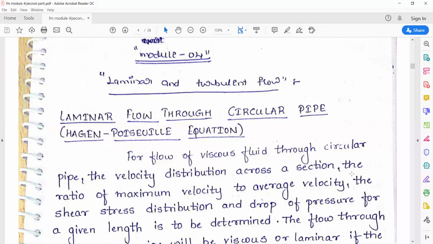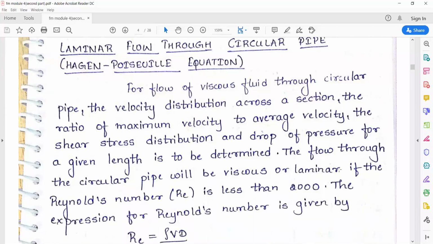So in this, when there is a laminar flow through a circular pipe, how does the velocity distribution take place? What is the ratio of maximum velocity to average velocity? How does the shear stress distribution take place? And how does the pressure drop take place for a given length? All of that will be calculated, and the equations are derived in this derivation.